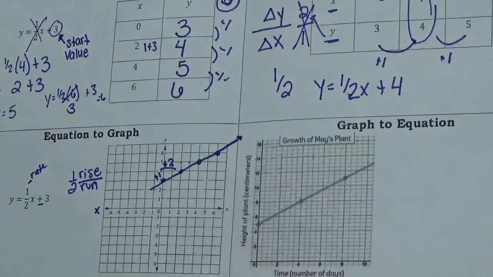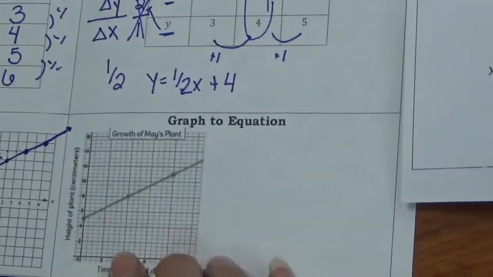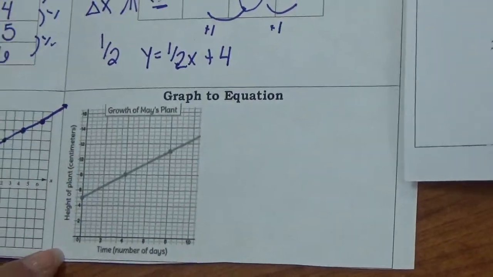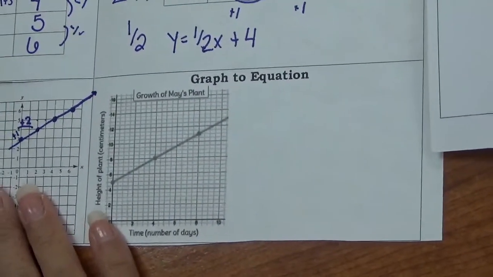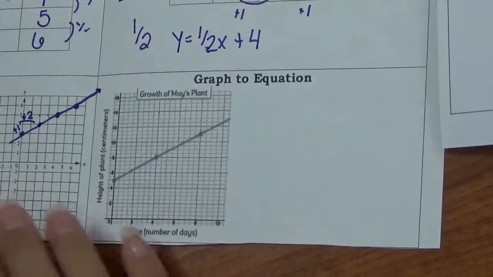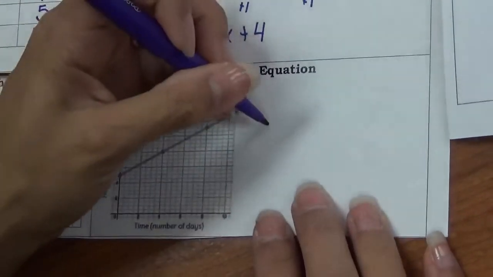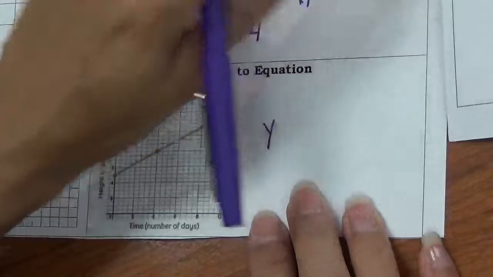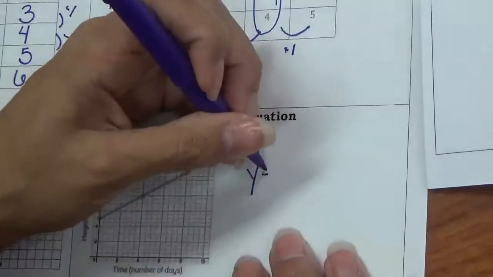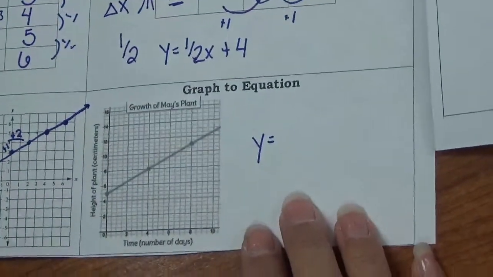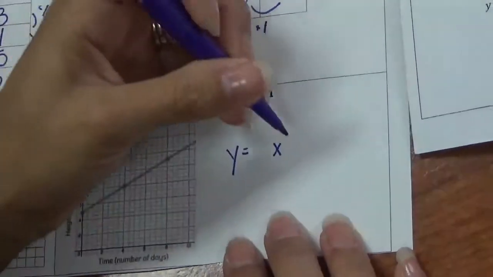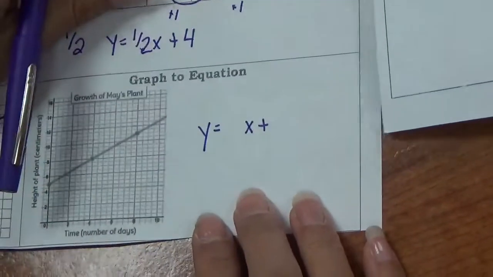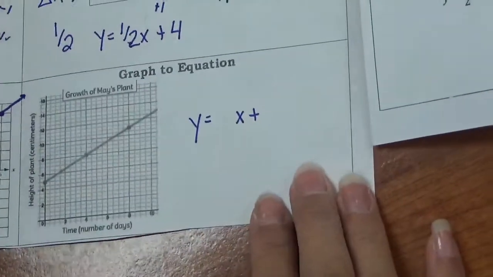All right, and then our last one, oh no, it's graph to equation. So I'm going to have to do the opposite of what I did over here. Well, we're always going to start with y. That's easy. Okay, so then equals. So I'm going to need to find my slope first. I know it's going to be x plus, oh, what is b? B, my y-intercept or my start value.